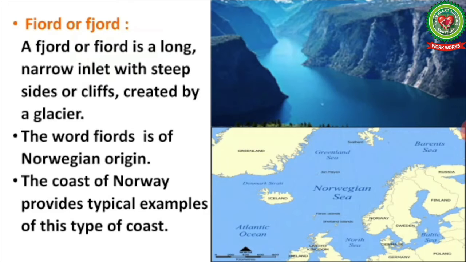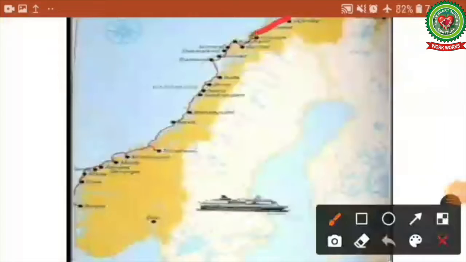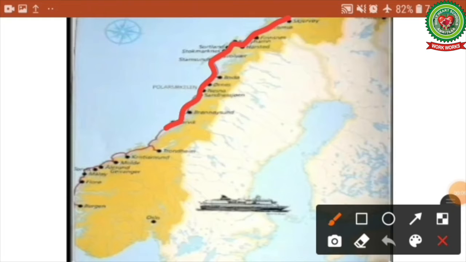Fjord or fiord. A fjord is a long, narrow inlet with steep sides or cliffs created by a glacier. The word fjord is of Norwegian origin. The coast of Norway provides typical examples of this type of coast.